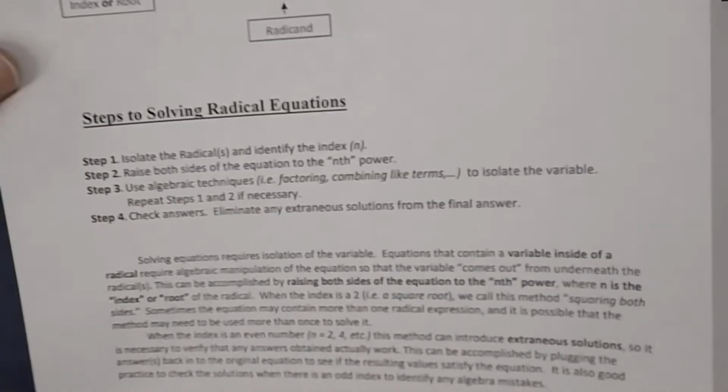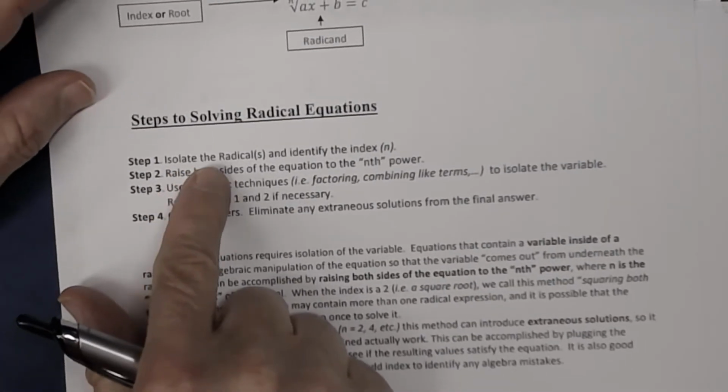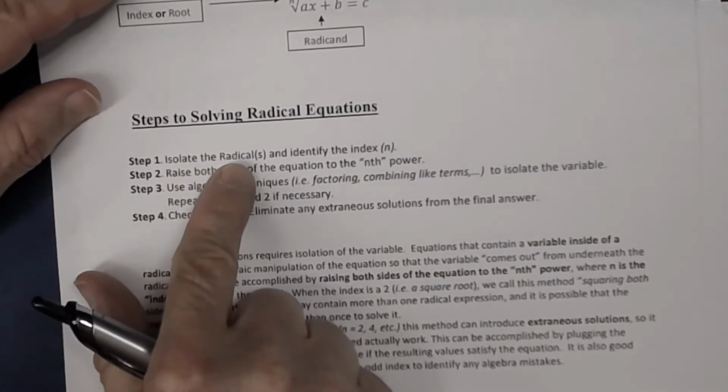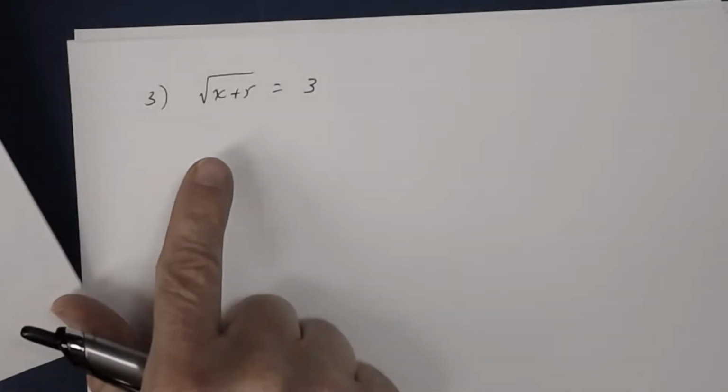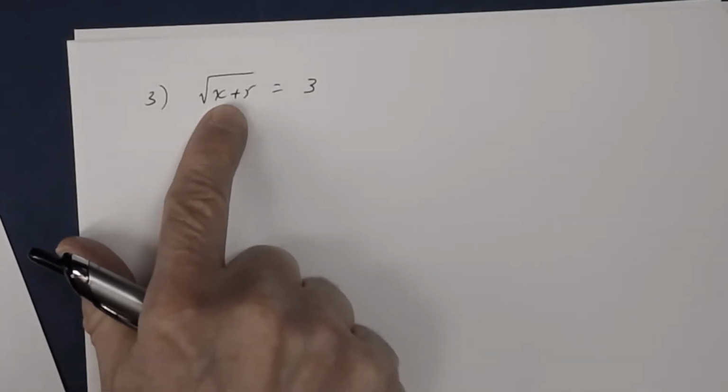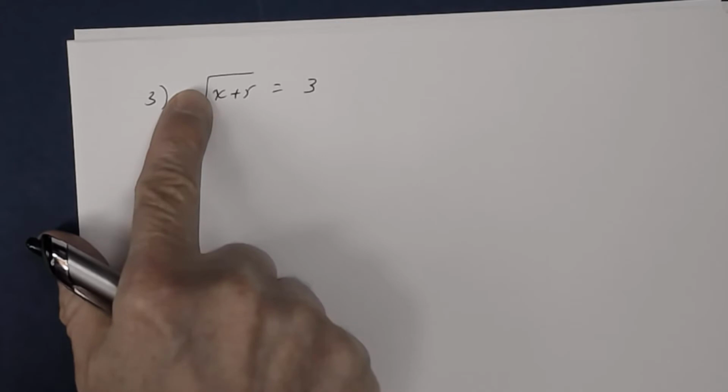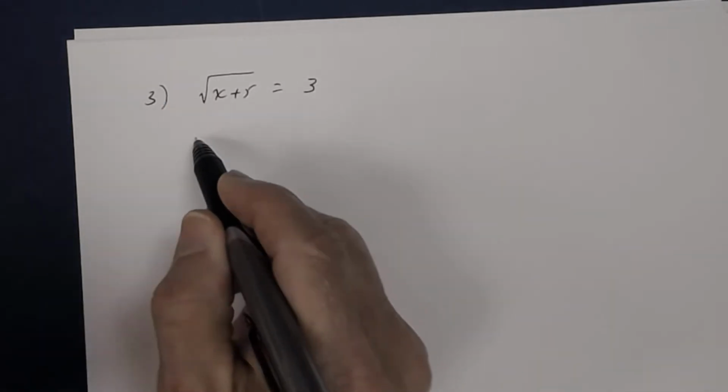Step 1: you're going to isolate the radical. In other words, get the radical by itself. Well, if you look at this, isn't the radical already by itself? It sure is. Then I need for you to identify the index. What's the index? The index is 2. All right, I'm going to go ahead and rewrite this over.